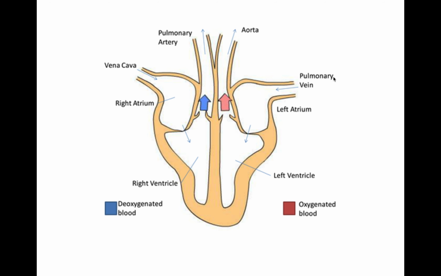It comes back to the heart through the pulmonary vein. So again, pulmonary to do with the lungs. Veins go into the heart, and you can remember that because you can see the word vein, the word in is in the word vein. So pulmonary vein brings the blood into the heart. It arrives at the left atrium, goes through the bicuspid valve into the left ventricle, and leaves through the aorta, which is the main artery. Again, artery taking the blood away from the heart.